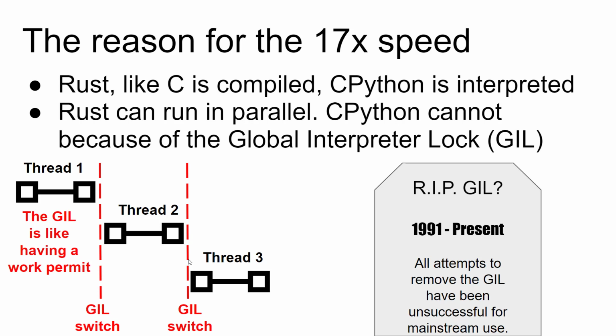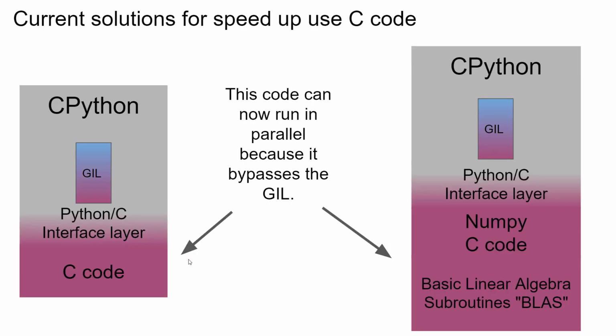And CPython uses C to get its speedups. And so CPython, while the Python code that one's writing doesn't run in parallel, the underlying C code can. And that's because the underlying C code can bypass the GIL.